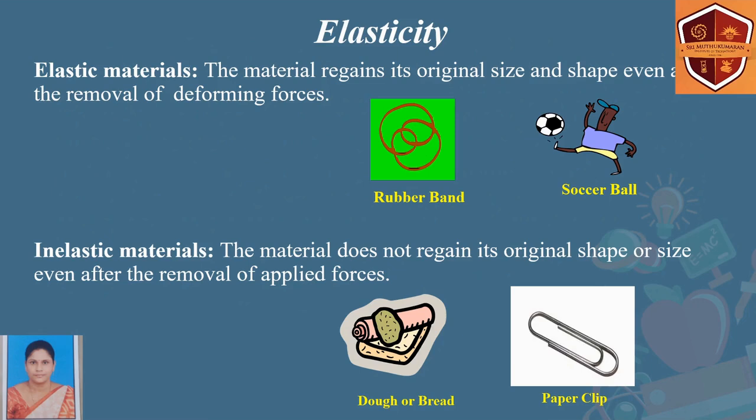First, elasticity. What does elasticity mean? It means materials can regain their original shape after the deforming force is removed, for example a rubber band and a rubber ball. Inelastic material means it does not regain its original shape or size even after the removal of the applied force. Examples for that are bread and a paper clip.